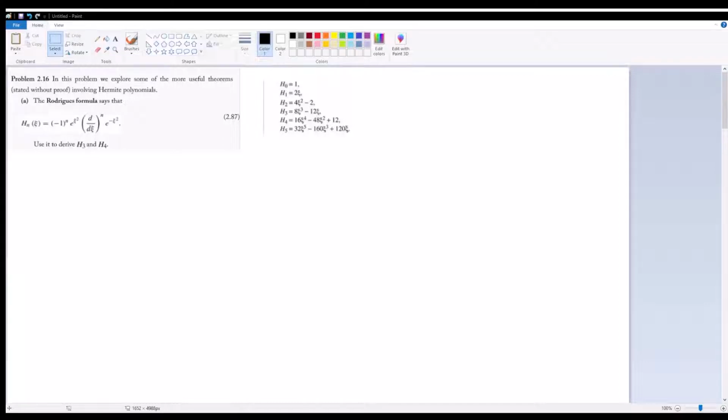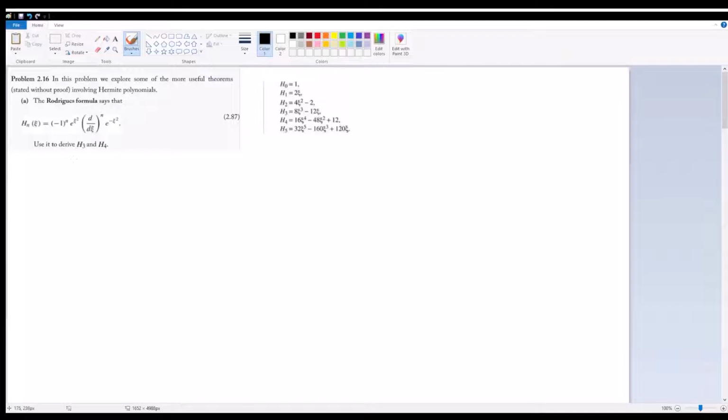Right. 2.16 is a purely mathematical problem, and I really don't like those because they tend to be the biggest pains to actually work through. Regardless, it is good practice, and it does get us more comfortable with the Hermite polynomials, which become very important later down the line. So we might as well just grit our teeth and go through with this.